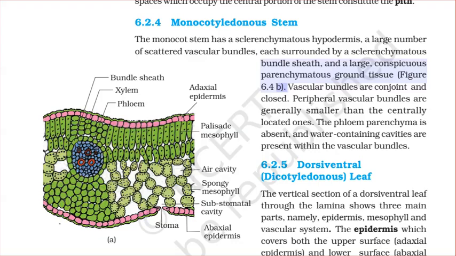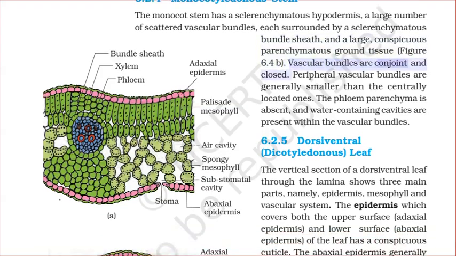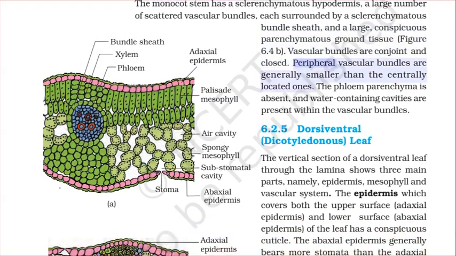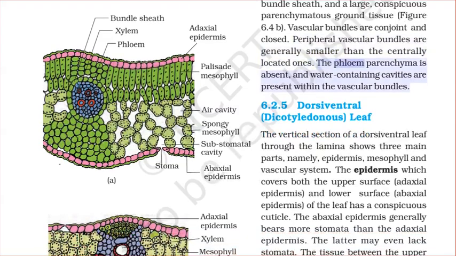Figure 6.4b. Vascular bundles are conjoint and closed. Peripheral vascular bundles are generally smaller than the centrally located ones. The phloem parenchyma is absent, and water-containing cavities are present within the vascular bundles.